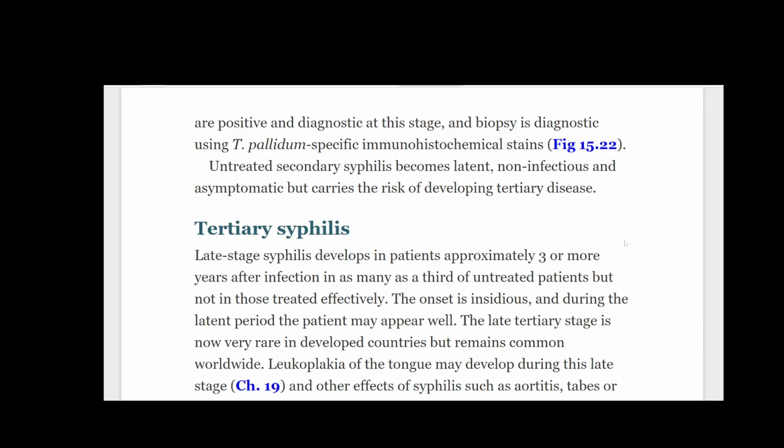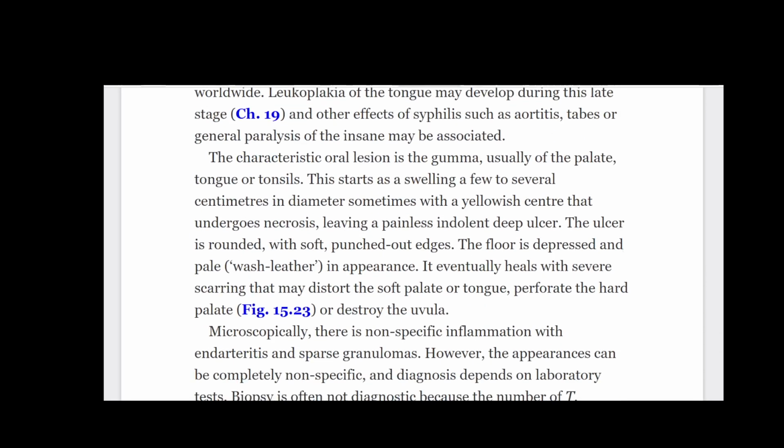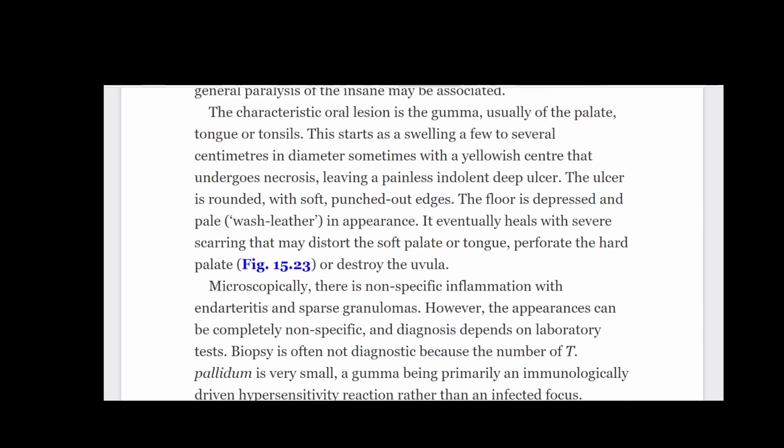Tertiary syphilis. Late-stage syphilis develops in patients approximately 3 or more years after infection in as many as a third of untreated patients but not in those treated effectively. The onset is insidious, and during the latent period the patient may appear well. The late tertiary stage is now very rare in developed countries but remains common worldwide. Leukoplakia of the tongue may develop during this late stage, ch. 19, and other effects of syphilis such as aortitis, tabes or general paralysis of the insane may be associated. The characteristic oral lesion is the gumma, usually of the palate, tongue or tonsils.